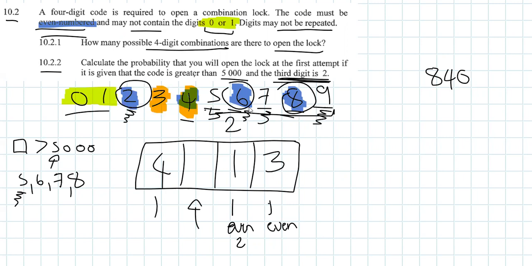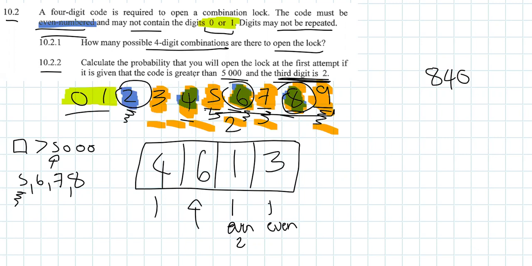It could be a 5, 6, 7, 8, or 9. 5, 6, 7. How many places? The 2 is used. 1 even number is used. I think I count 1, 2, 3, 4, 5, 6. Intuition.